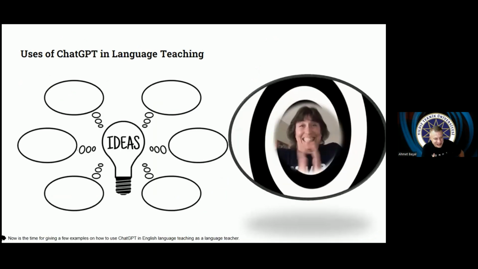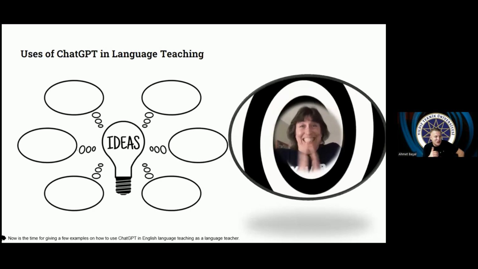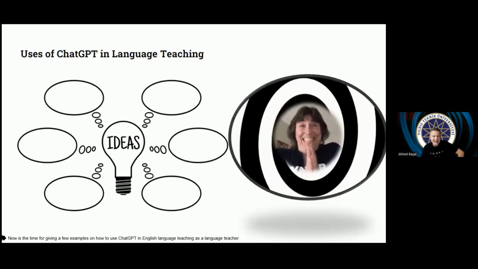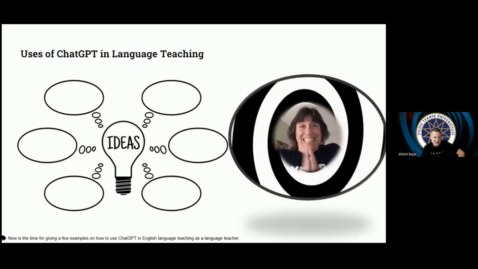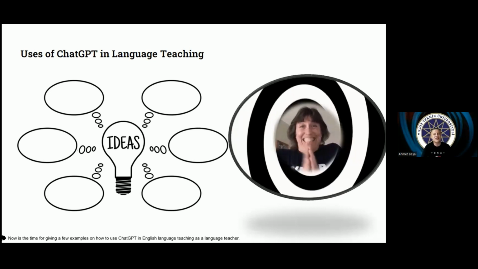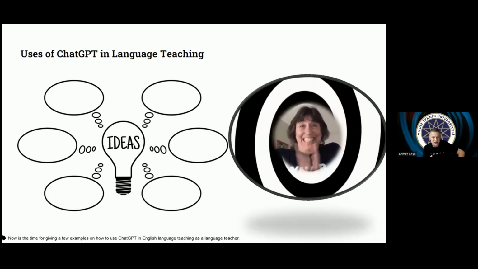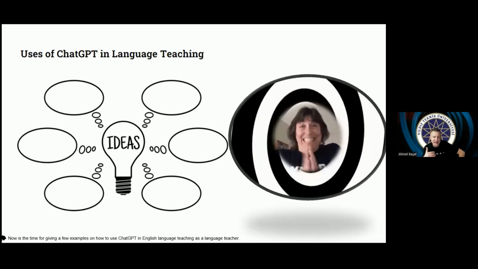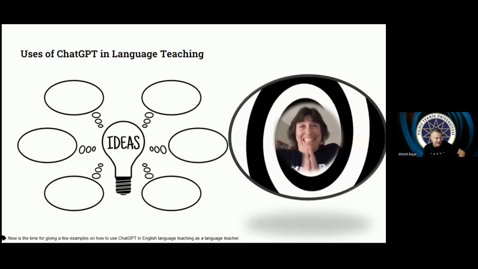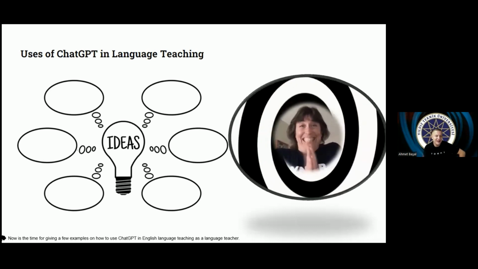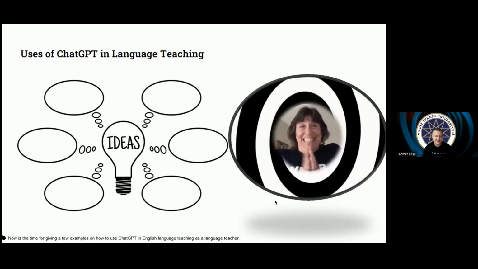Now, let's come to the points. Use of ChatGPT in language teaching. Right now, I will give you some specific examples of how English language teachers can use ChatGPT. But as a friendly reminder, show great care to ChatGPT responses, and also always make room for that human touch and for your own judgment. That is the key.